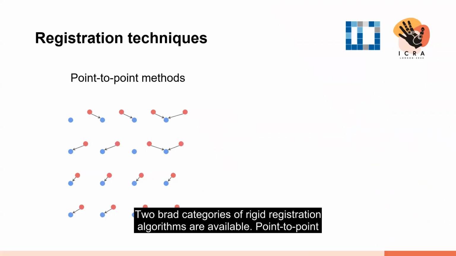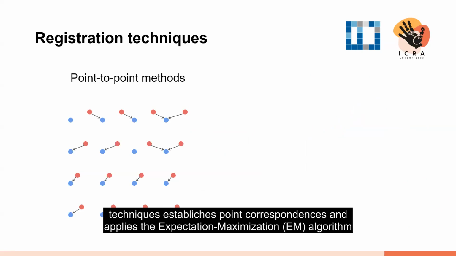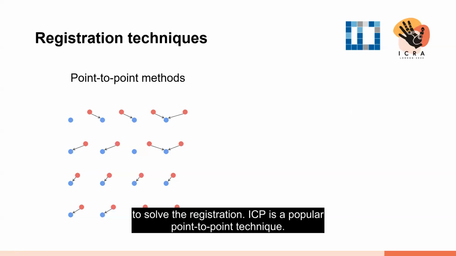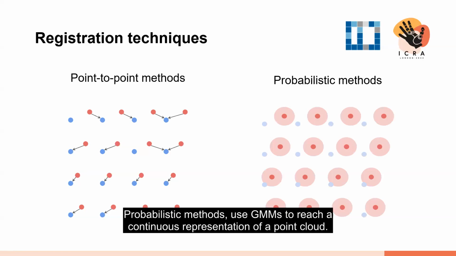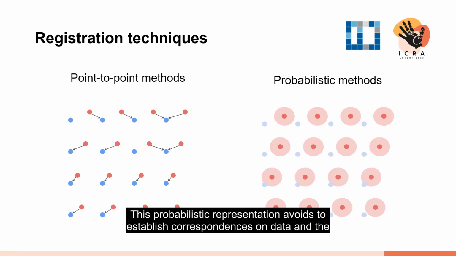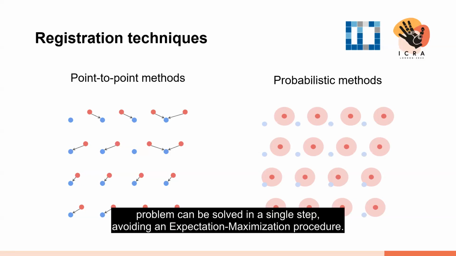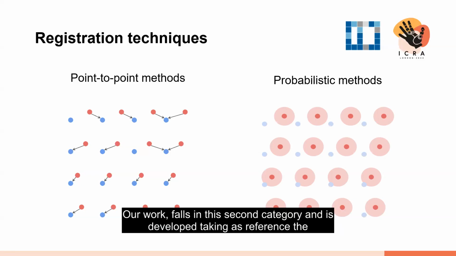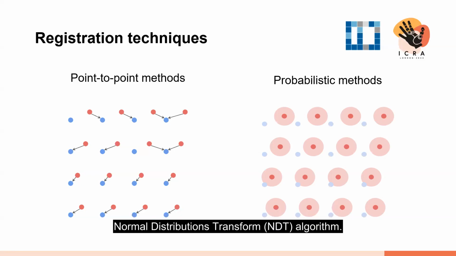Two broad categories of rigid registration algorithms are available. Point-to-point techniques establish point correspondences and apply the expectation maximization algorithm to solve the registration. ICP is a popular point-to-point technique. Probabilistic methods use GMMs to reach a continuous representation of a point cloud. This probabilistic representation avoids establishing correspondences on data, and the problem can be solved in a single step, avoiding an expectation maximization process. Our work falls in this second category and is developed taking as reference the normal distribution transform algorithm.